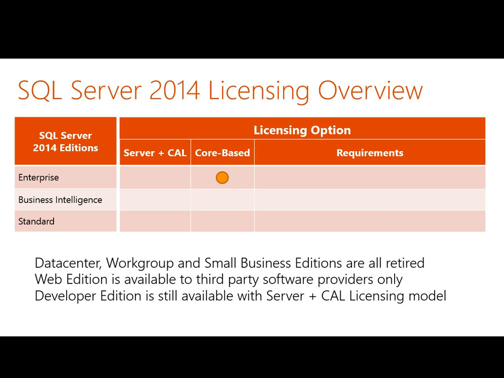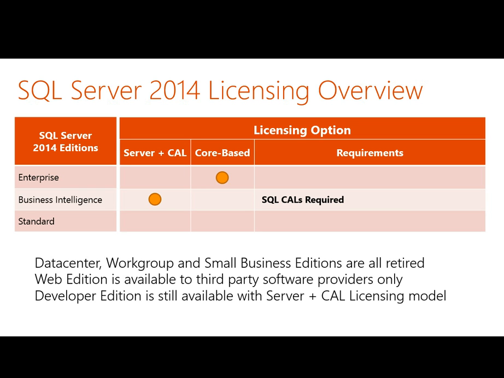So Enterprise is per core only. Sometimes I get a lot of questions from partners and customers. They would still keep asking me if they can buy Enterprise Edition for server and CAL. The answer is no. Enterprise Edition is per core only. Business Intelligence is for server and CAL only. So if it's a server and CAL, you need to buy a client access license per user or per device.